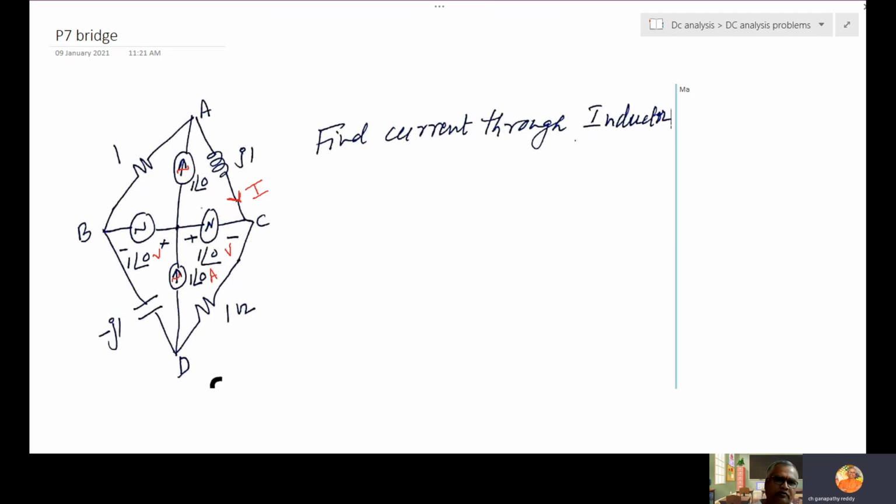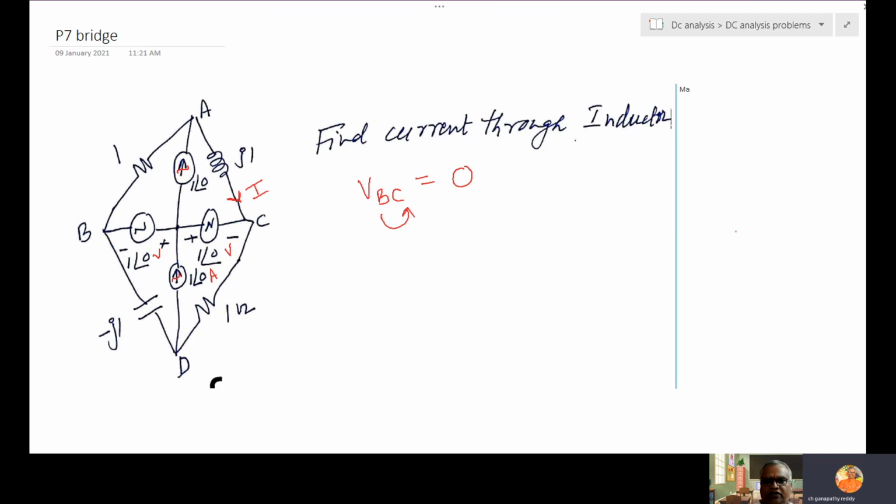It's a very peculiar problem. What is VBC? VBC is 0, na? Why is VBC 0? Start from B, go to C: minus 1 angle 0 plus 1 angle 0 is equal to 0. So VBC 0 means the potential difference between B and C is 0. So it is like a short circuit. The terminals B and C are shorted. Then the 1 angle 0 sources are in series.